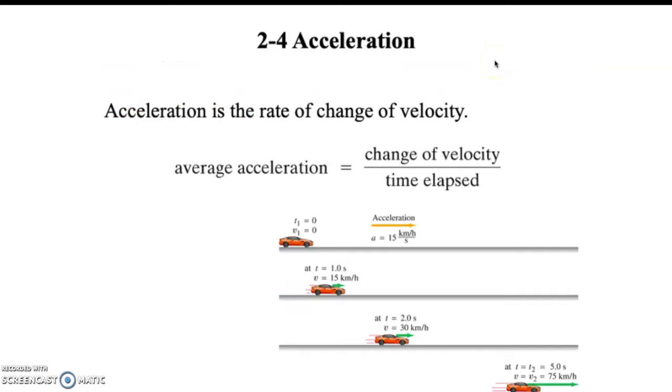Okay, now we're going to talk about acceleration. Acceleration is the rate of change in velocity. So average acceleration is change in velocity over the time elapsed. So what we do in this diagram below, here's our velocity at time zero. Here it is after 1 second, 2 seconds, 3 seconds, or 5 seconds. And as you can see, for every second that we travel, our velocity increases 15 kilometers per hour. Hence, there's our acceleration.